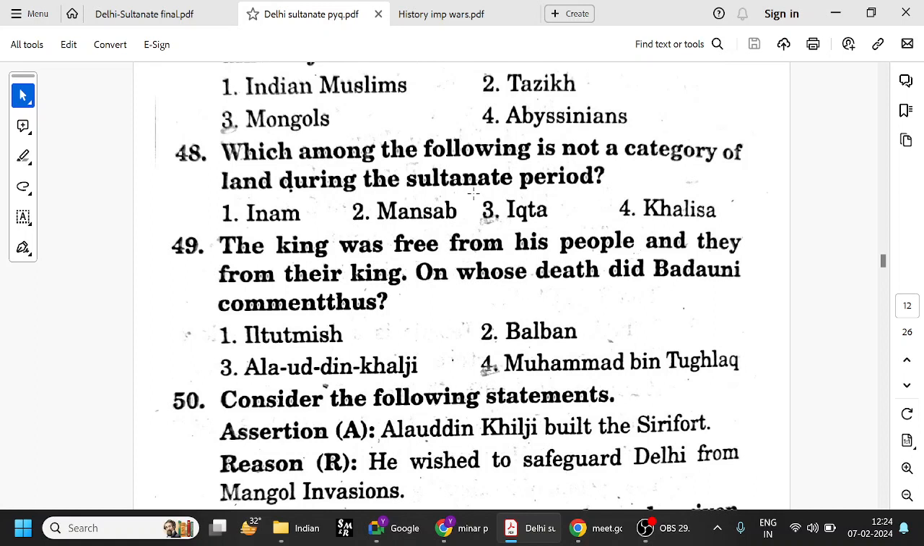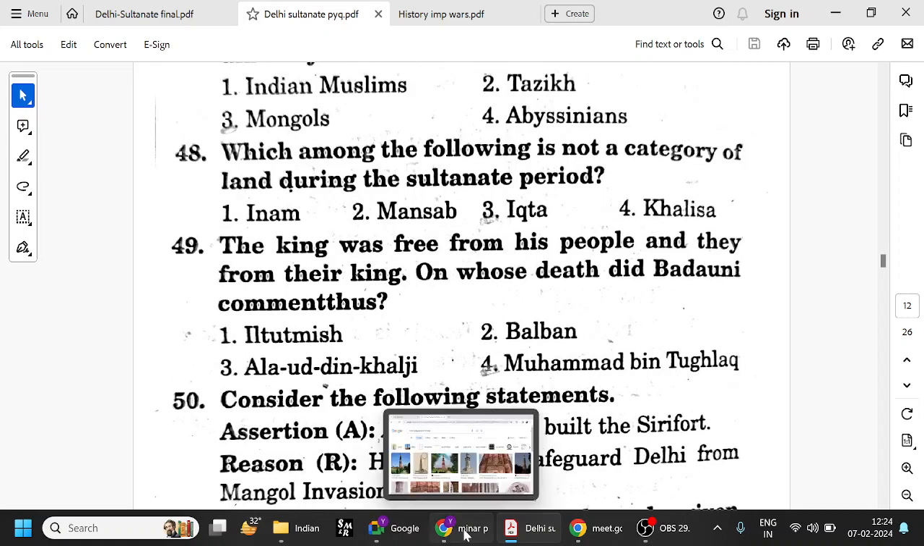During the Sultanate period, which among the following is not a category of land? So the others are categories of land. Ikta is not exactly a category of land. Ikta is basically a land revenue system, like providing the officer with land, the Iktadar. On the other hand, classification of land is Inam, lands given to mosques, and Mansabs, all these things.